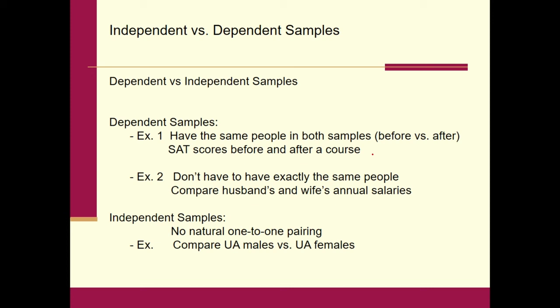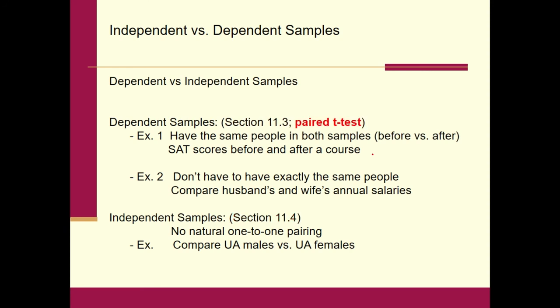And so, as long as you don't have this natural pairing going on, you've got independent samples. It's as simple as that. So dependent samples, we're going to cover in section 11.3. And independent samples, we're going to cover in section 11.4.